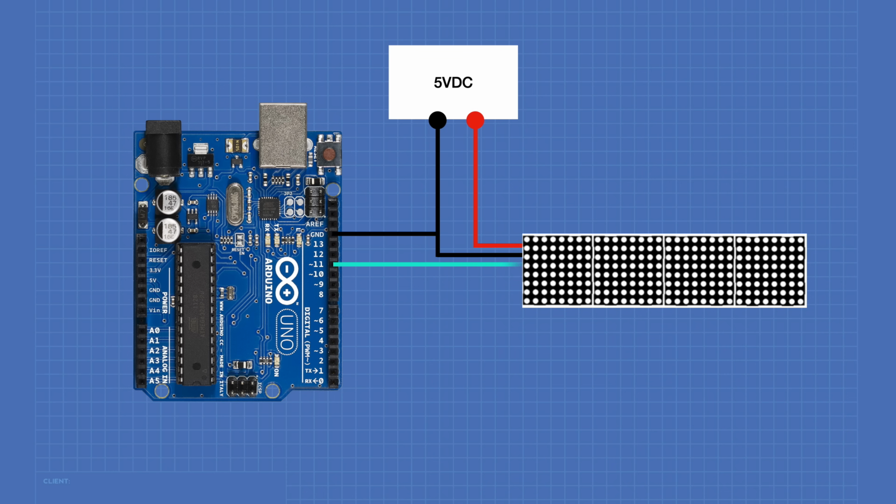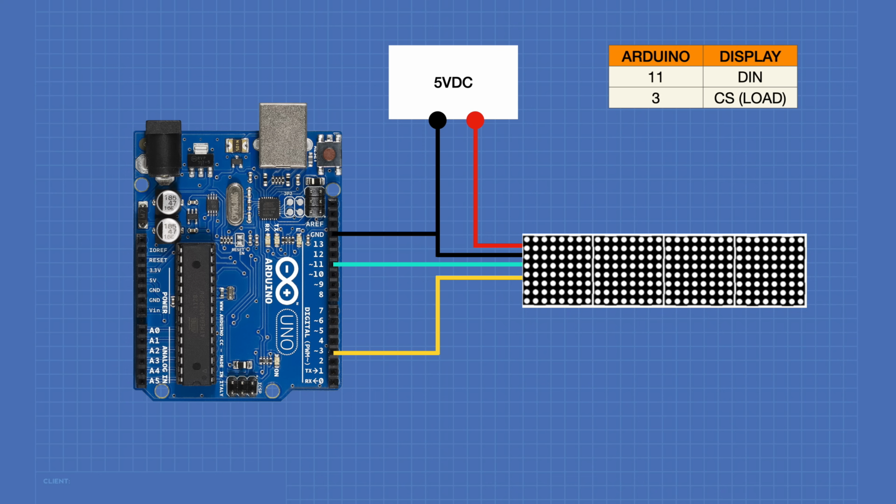We'll connect Arduino pin 11 to the D-in pin, or data in pin, on our display. Arduino pin 3 will go to the CS pin on our display. On some displays this may be labeled as load. And finally, pin 13 of the Arduino will be connected to the display's clock input. And this completes our wiring.